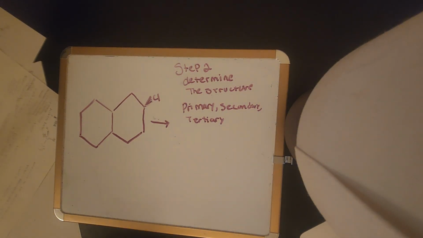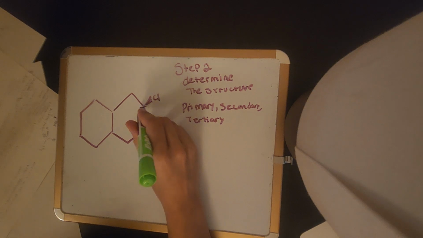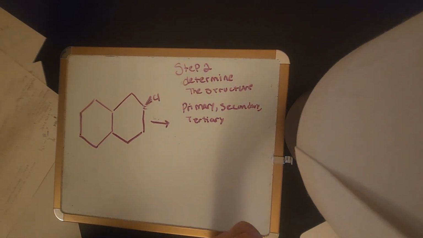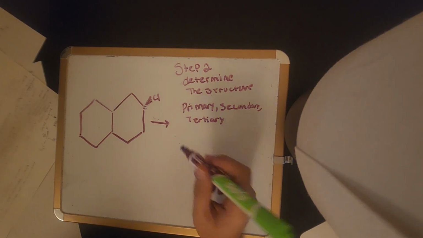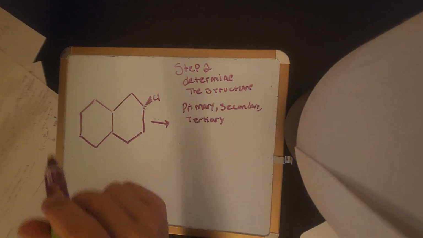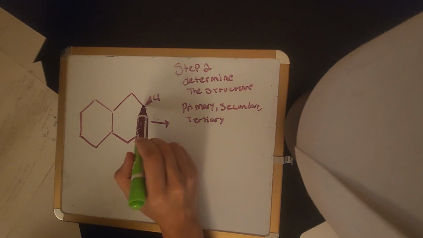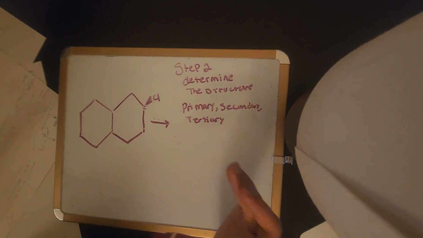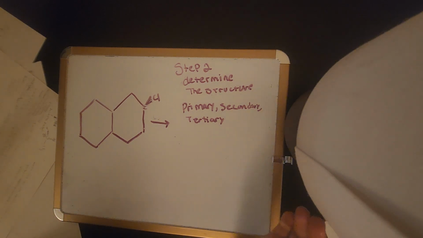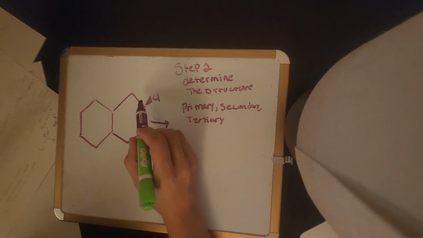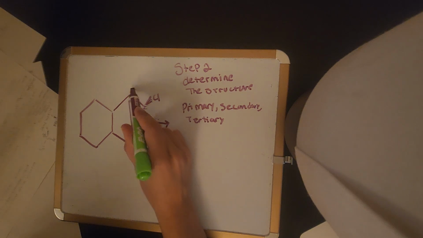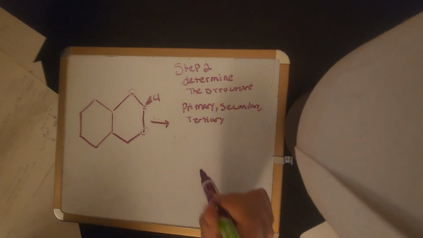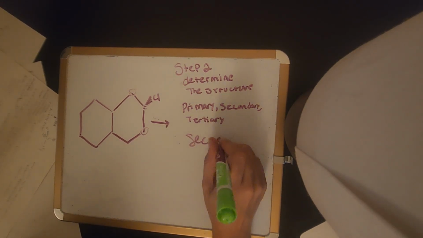Step 2 is to determine the structure of this carbon which the leaving group is attached to. We want to do this, 1, to determine what kind of reaction is going to take place, and 2, sometimes since it can travel between neighbors, we're going to modify where the nucleophile is going to end up. In this case, this carbon is bound to this carbon and this carbon, making it a secondary carbon.